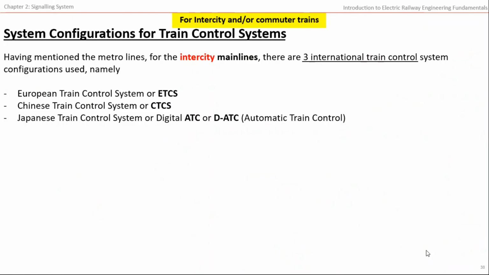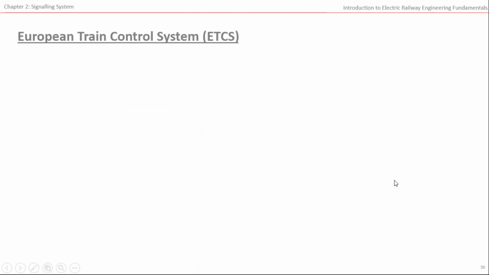And for the intercity or commuter trains, there are three international train control system configurations used, namely the European Train Control System or ETCS, then we have the Chinese Train Control System or CTCS, and then the Japanese Train Control System or Digital ATC or DATC. ATC means Automatic Train Control.